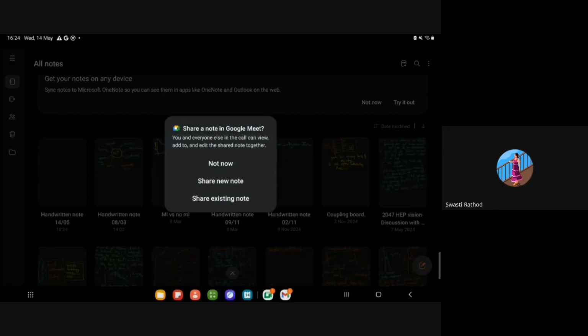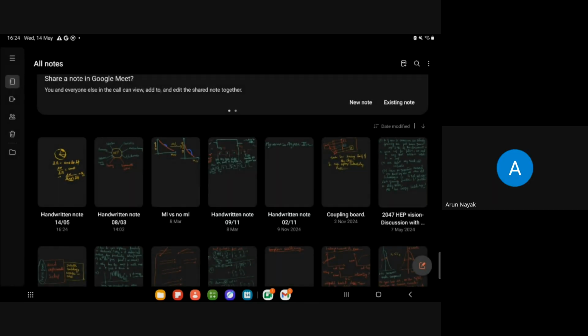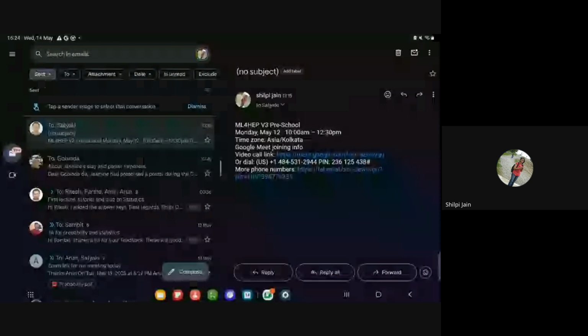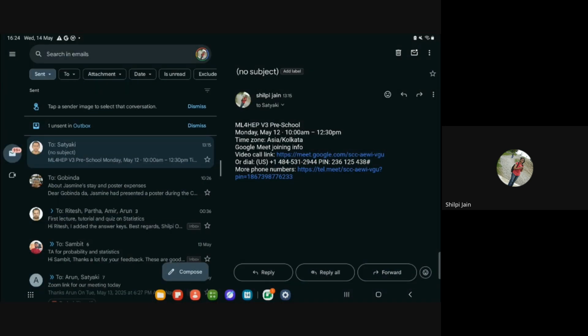Yes, okay, good. So Shilpi, this is for a single particle, right? Not for the angle between the two particles. Yes, it's not the angle between two particles.